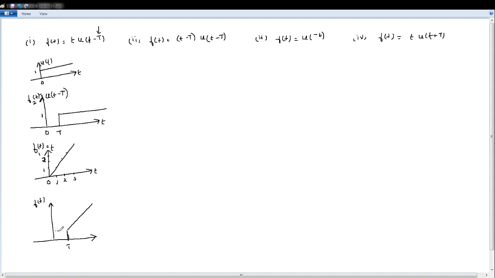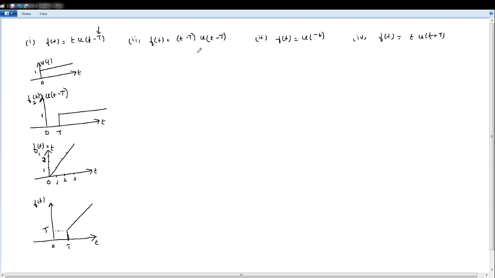And what is the amplitude when the time axis is capital T? So you can put it here, f of capital T is equal to small t into u of t minus T. Here small t is replaced by capital T. So it is T minus T, it is u of 0. What is the value of u of 0? It is 1. So you get T. So the amplitude here is T. I hope I've made it clear. The amplitude at the time axis T is T, and that amplitude is got by substituting in this equation.